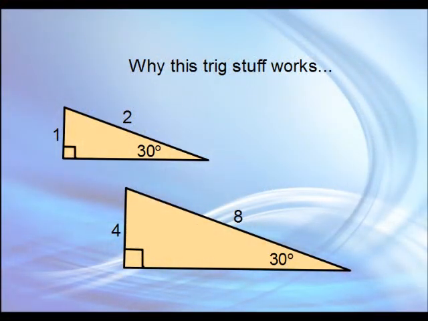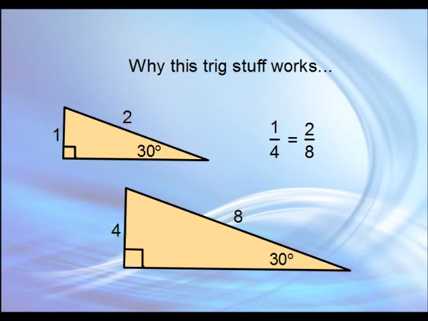Okay, so why does this trig stuff work? Well, it all works because of similar triangles. All right triangles have a 90-degree angle. So if you have a second angle that you know, like say here and here, 30 degrees and 30 degrees, well, these triangles are similar because of angle-angle. Because of that, we know that all the sides are in proportion. Basically, what that means is this. That means that the 1 is going to match with the 4, and that should equal the 2 over the 8.